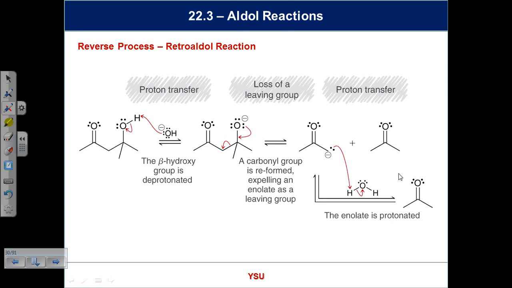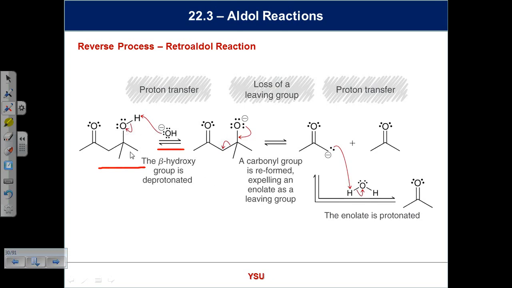So I've said now that we've sort of moved on from this idea that carbon cannot be a leaving group. It can. We saw it with the bromoform reaction. We're now seeing it with the aldol reactions. This is the exact opposite. In that previous slide, we drew the equilibrium arrows, and that suggests that you can go backwards. And you have to understand why you can go backwards.